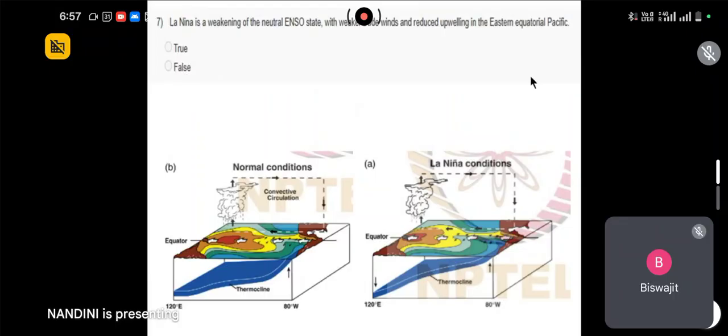False. And weaker trade winds, that is also wrong. During La Nina, we have very strong trade winds. Strong east-west trade winds are present during La Nina condition, and instead of reduced upwelling, we have very strong upwelling in the eastern equatorial Pacific due to strong easterly winds blowing along the equatorial Pacific. So the answer is false.